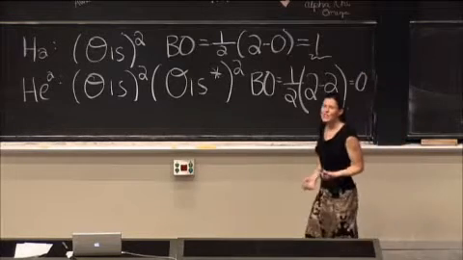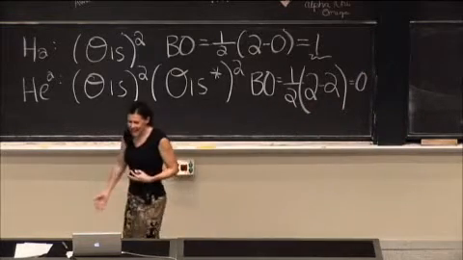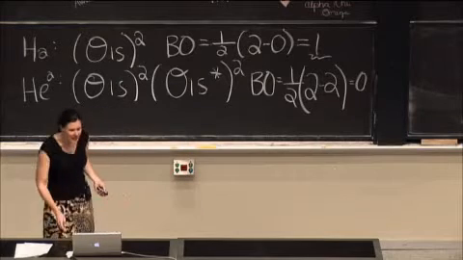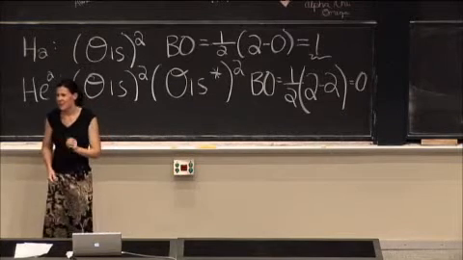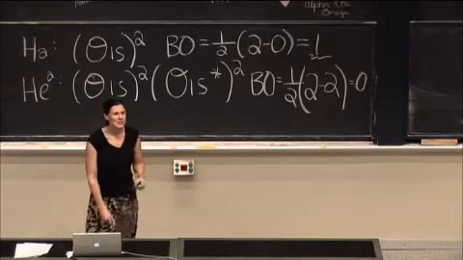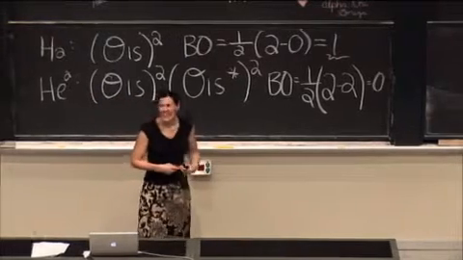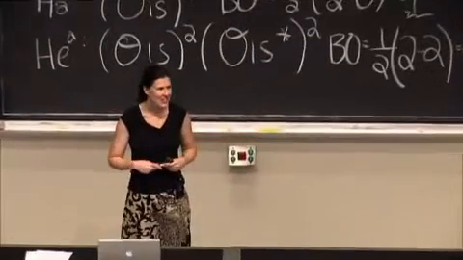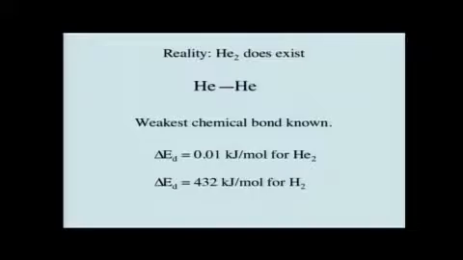So what it actually turns out, the reality is that He2 does exist, but it exists as the weakest chemical bond known, and it wasn't in fact even found to exist until 1993. So I can assure you this is not a bond that you see very often in nature, and it is a very, very weak bond. It only has a dissociation energy of 0.1 kilojoules per mole.